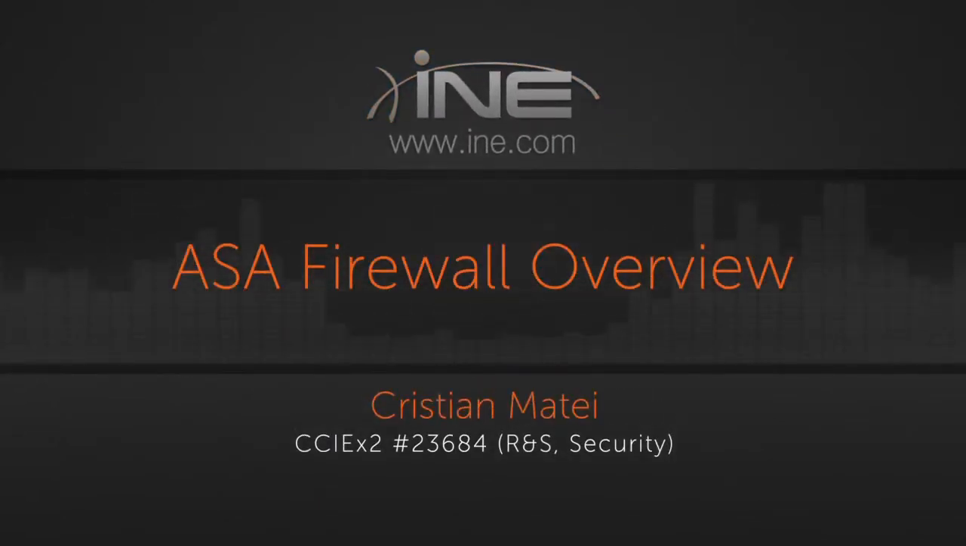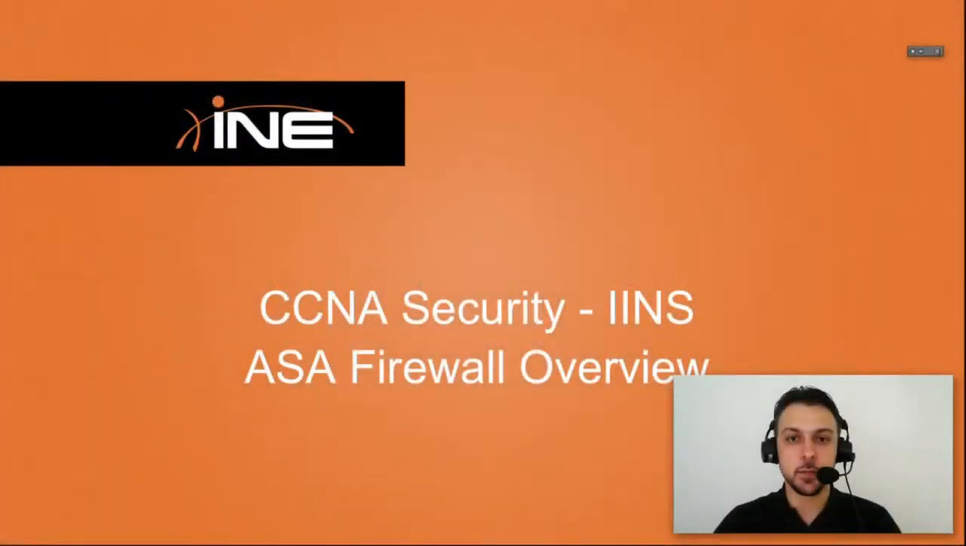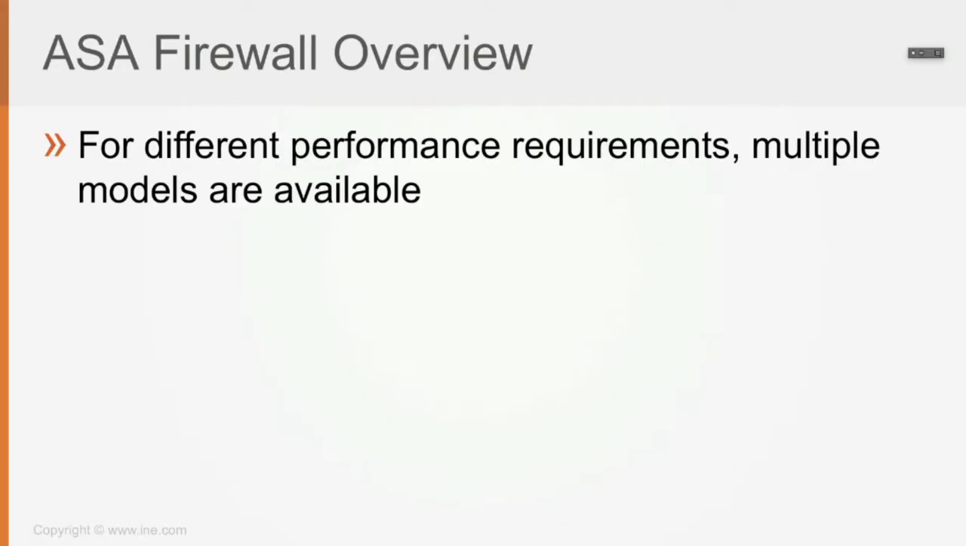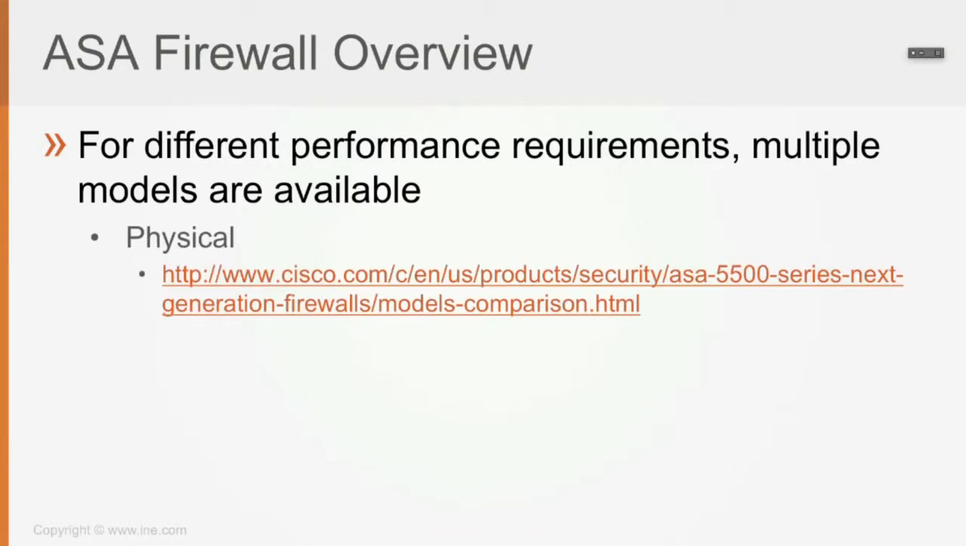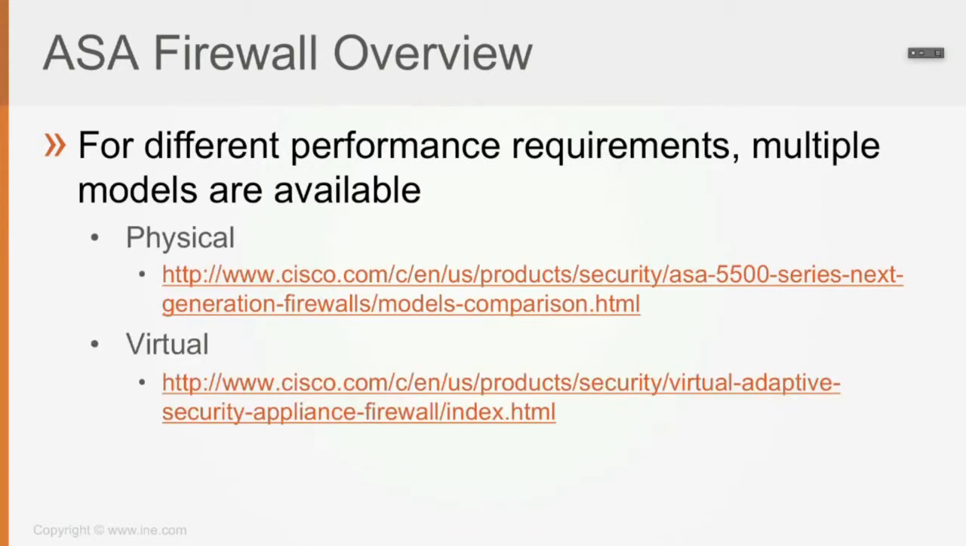Okay, next, let's speak about the ASA firewall. We're going to first introduce the ASA firewall, see what the features, functionalities, and deployment modes are, and then go to the basic initialization, and then we're going to speak about NAT as well. For different performance requirements, there are multiple models available. We have both physical models and also one virtual model.